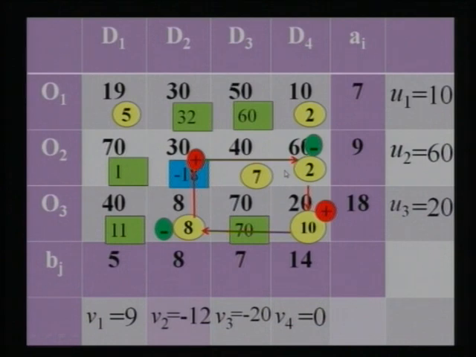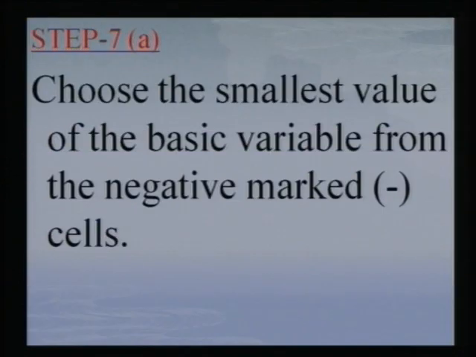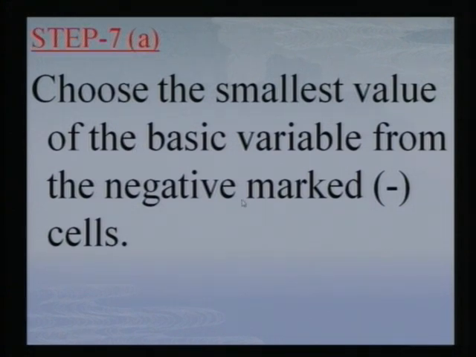But as we know, one cannot have more than m plus n minus 1 basic variables. So one has to go out of the basis. So I will find one incoming and one outgoing variable. It is a known terminology nowadays in mobile. So choose the smallest value of the basic variable from the negative marked cells.